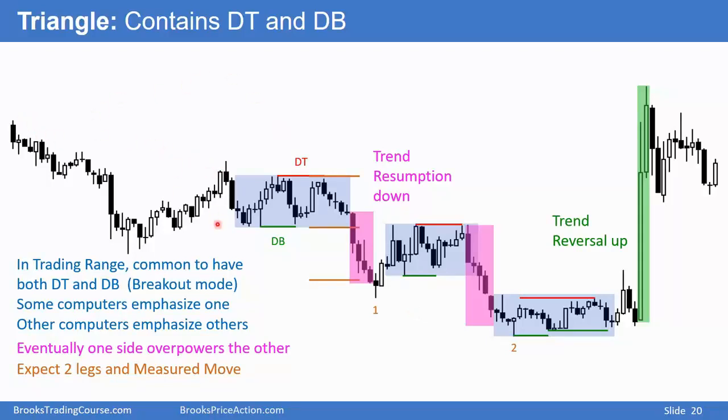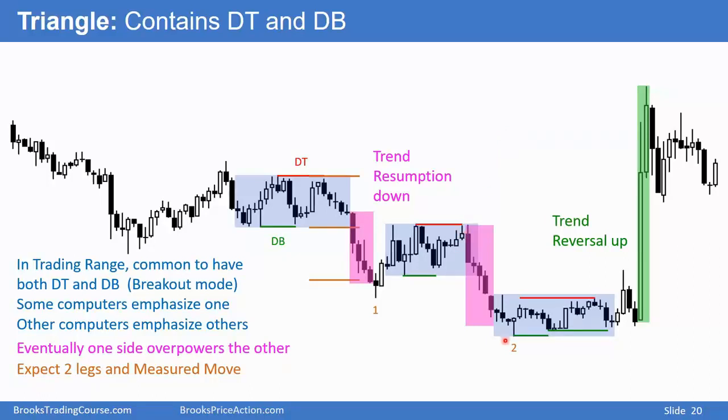At some point, you have to decide the bears have lost control and it's now neutral. Again, a pullback in a bear trend, but if it grows to enough bars, the probability of trend reversal up becomes almost as high as the probability of trend resumption down.